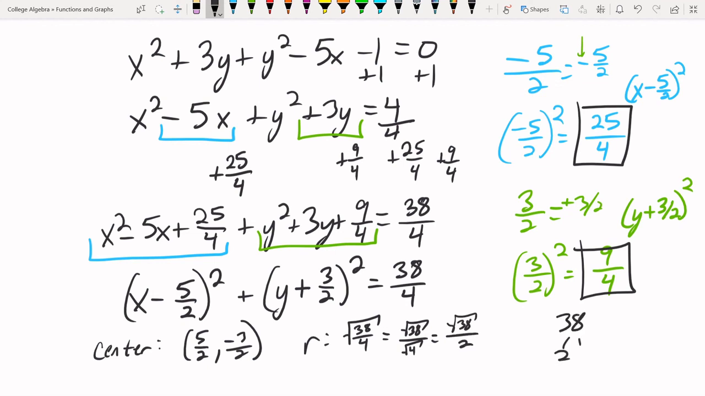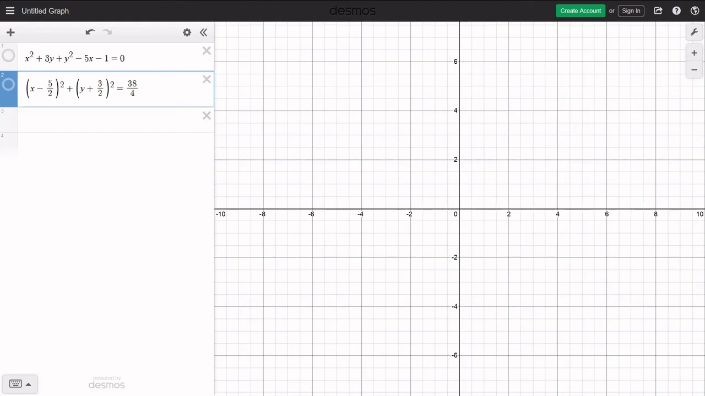38 is 2 times what? 2 times 19? 20 and 18, yep. And both of those are prime, so we cannot factor that any further. That's the best we're going to get.